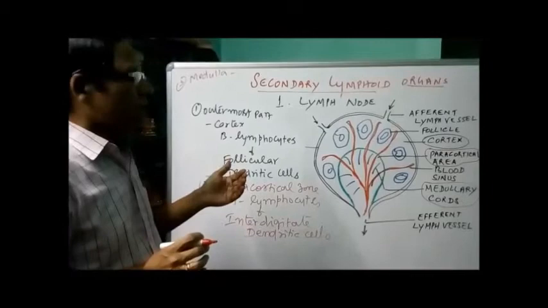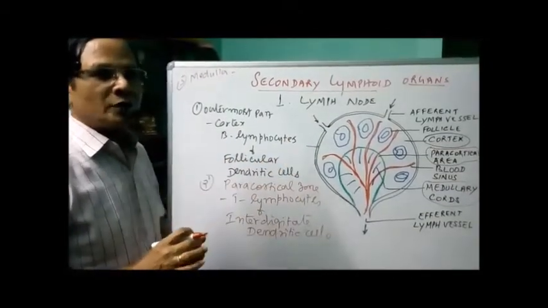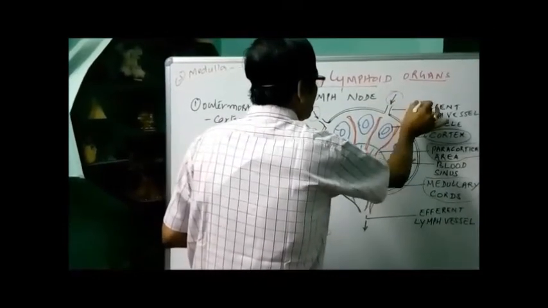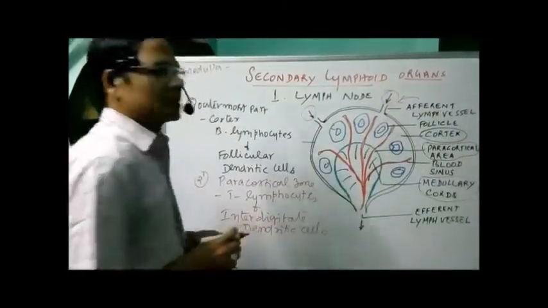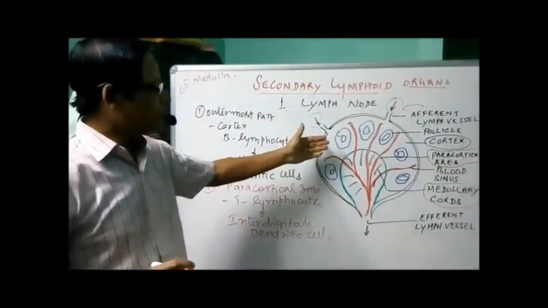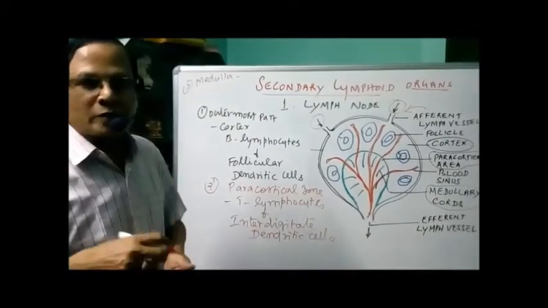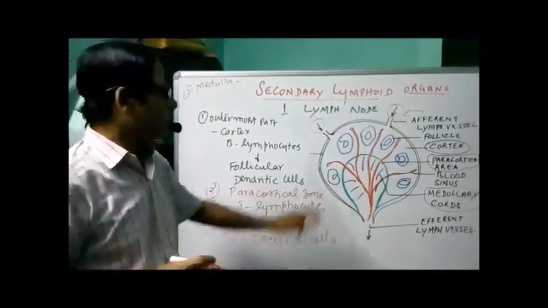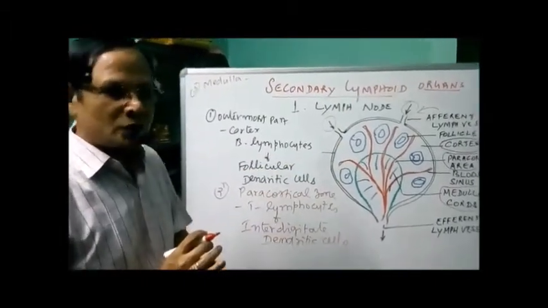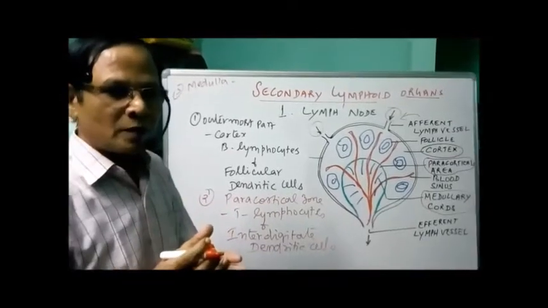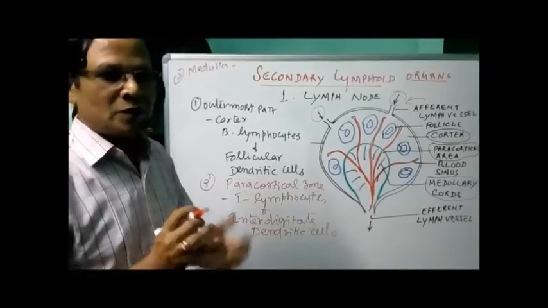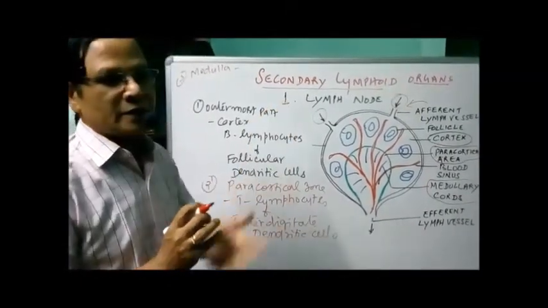Now the lymph is normally allowed to enter the lymph node through the incoming vessels. The incoming vessels are called afferent lymph vessels. We have many afferent lymph vessels. After reaching, the lymph percolates slowly through the cortex, the paracortical area and the medullary zone, so that there is sufficient chance for the phagocytic cells, the macrophages, to capture the antigens.